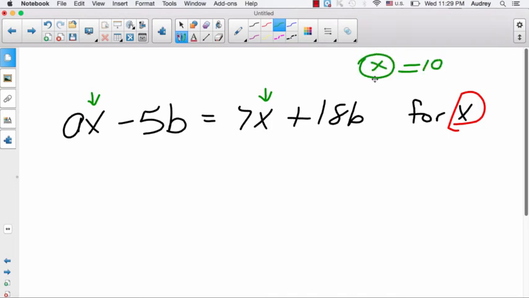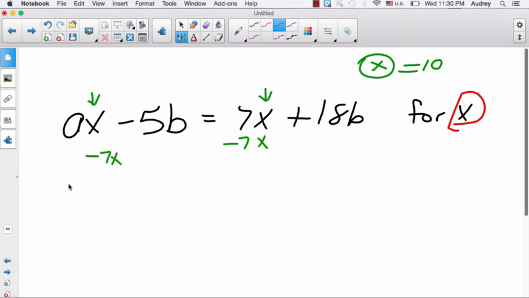I like to have my x, since I'm solving for it, on the left side. I'm just going to go ahead and move it to that side. It's a positive 7x, so we know the inverse of positive is subtract. There you go. So subtract 7x, subtract 7x.